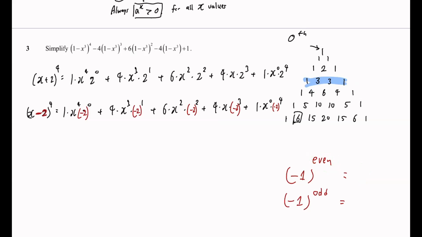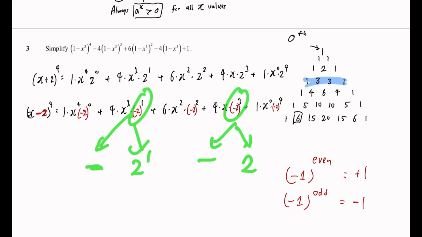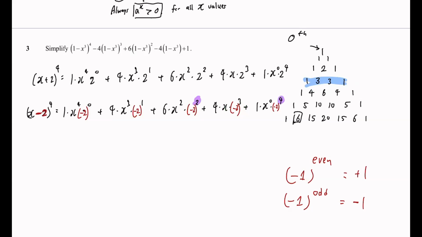Positive, +1. How about if it's odd? Negative, -1. Okay, so over here, odd and odd. Sorry, -2 raised power 1, -2 raised power 3. That means we will actually get our negative before we get our 2 power 3. Does that make sense? While the other ones, because it's even power, maybe I'll color code it, that's why the negative will just disappear.